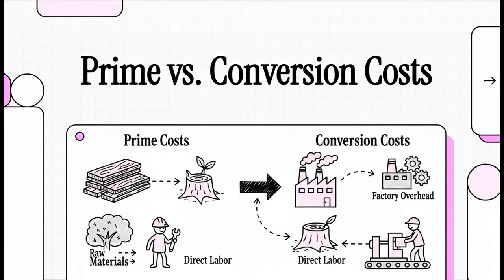Have you ever looked at a product and wondered, what did it actually cost to make this? Not the price tag, but the real, nitty-gritty cost. Well, you're in the right place. Today, we're diving deep into two super important ideas in manufacturing: prime costs and conversion costs. And trust me, understanding these isn't just for accountants. It's the secret sauce for running an efficient, profitable business. So, let's get into it.